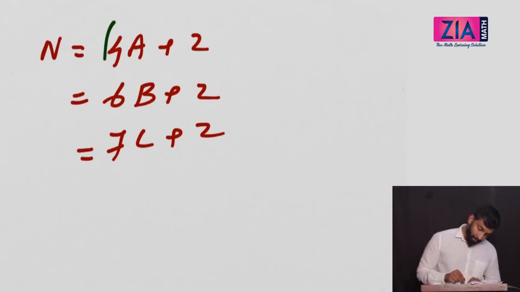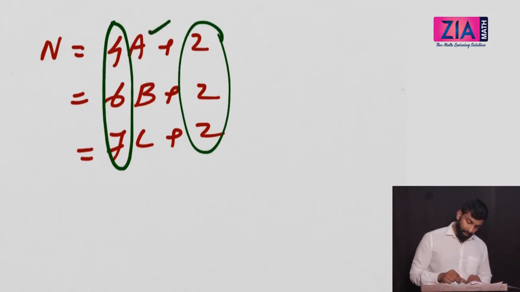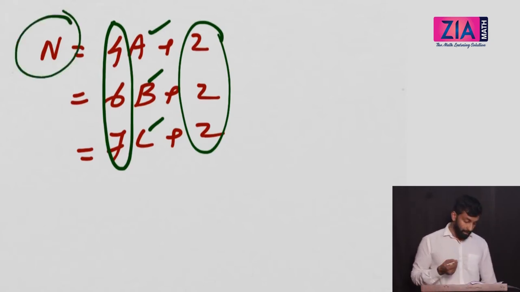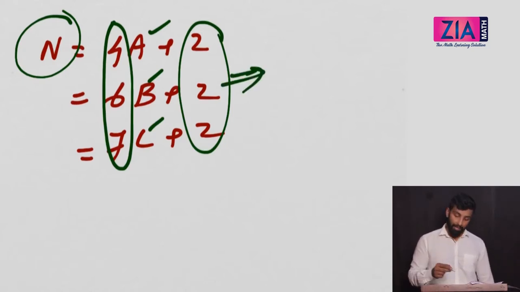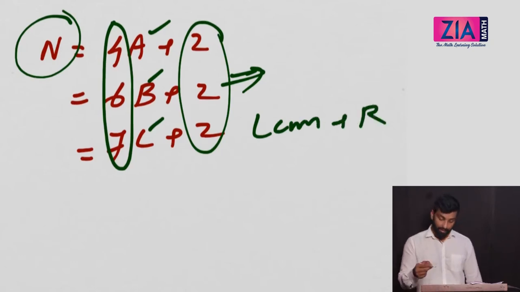You divide a number by 4, 6 and 7, and you get the same remainder. But the quotient will obviously be different because the divisors are different. So what is the minimum possible number, the smallest or least such number? Now see, this belongs to the type 1 case that we have discussed, where the remainder is same. So what is your answer? LCM plus the constant remainder, the same remainder.